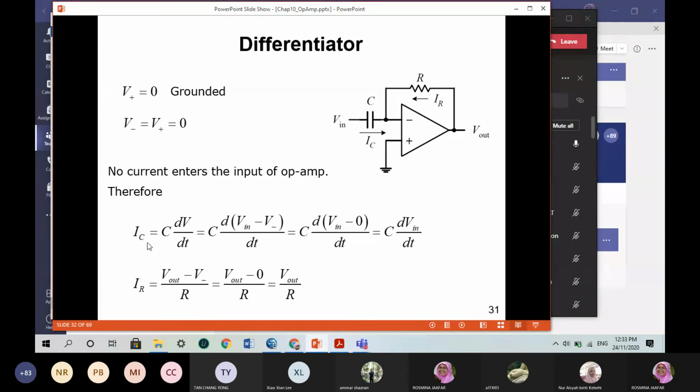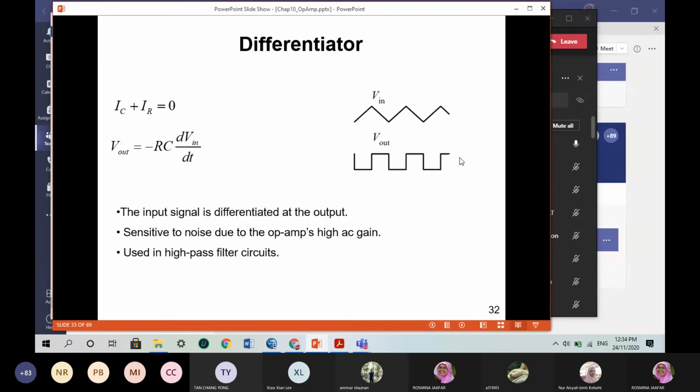So therefore, you will produce IC equals C dV/dt, so IC is equal to C dV in/dt. And the current that passes through this resistor is equal to V out minus V at the inverting input, divided by R, which is the value of V out over R. So the current that passes through the resistor is simply V out divided by R. And IC plus IR is equal to 0, and V out is negative RC dV in/dt.